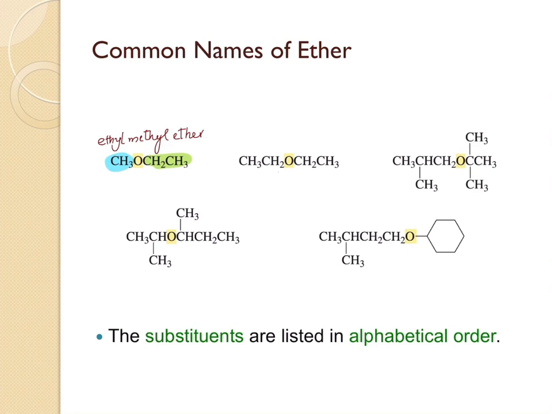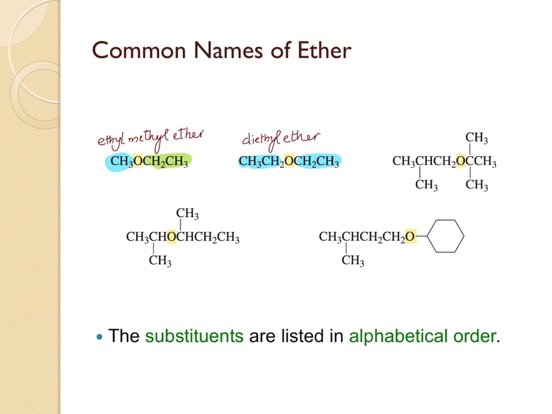Now let's go on to the next example that we have here. So in this example, we can see that the two alkyl groups are one and the same, in which case we are going to use the prefix di. And what is this alkyl group that we have here? This is an ethyl group, right? So the common name for this is going to be diethyl ether.